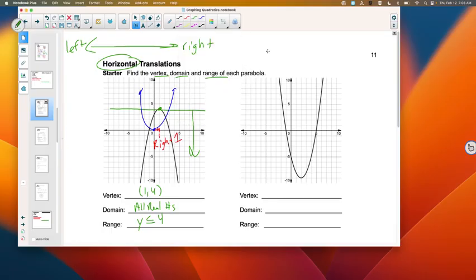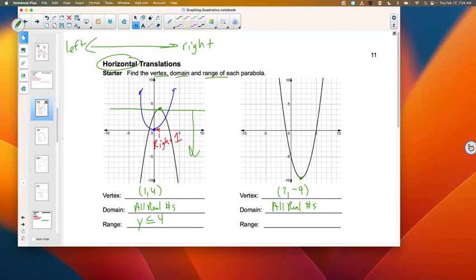All right, next one. Okay, same thing. Here's a parabola, finding the vertex. The vertex is right here. That's at the point (2, -9). Feel free to count it if you want to. It's (2, -9). The domain is always the same, all real numbers.